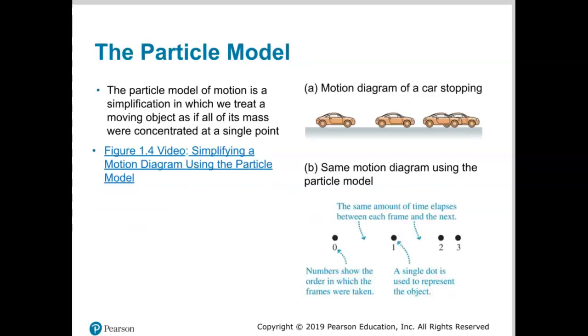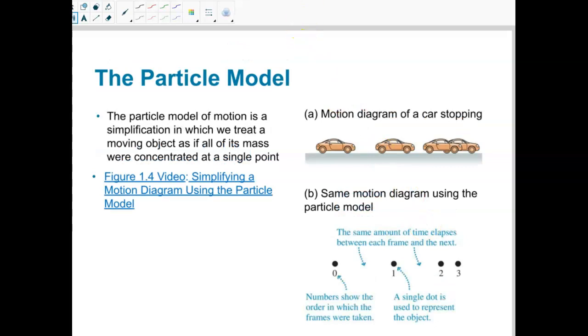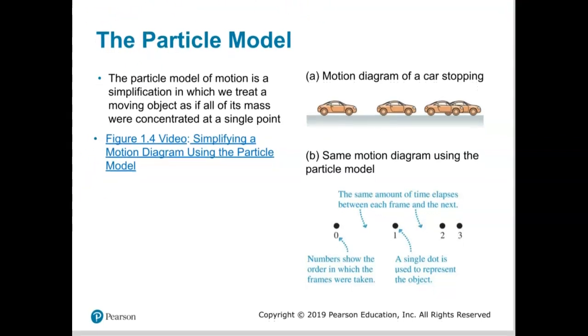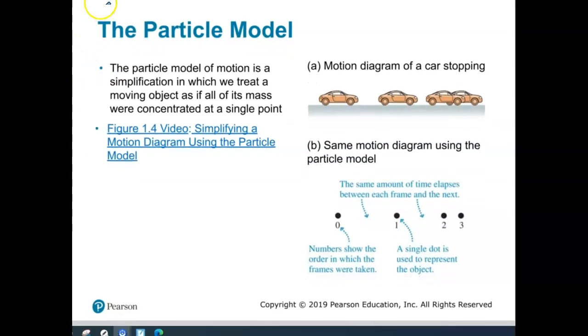So we talked about drawing the dots. That's just what's called the particle model. What we do is we draw a dot to represent the whole object. The reason we do this is to try to make it uniform, so we can see what's going on. So the dots represent this whole car, and the way that we get away with this is just to simplify the motion.